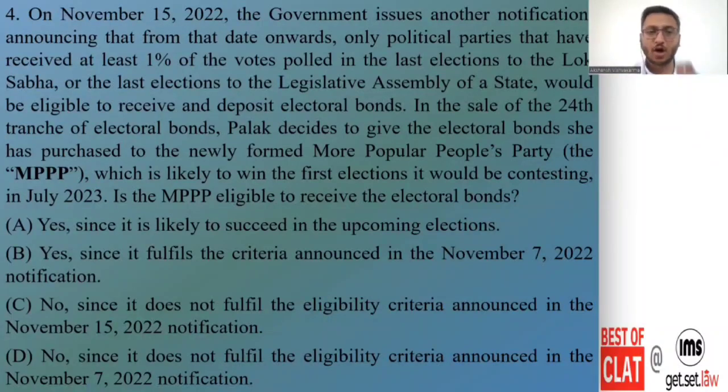Here, the correct option would be option C, which is no, since it does not fulfill the eligibility criteria announced in the November 15, 2022 notification, which clearly says that any political party who wants to accept electoral bond has to secure a minimum of 1% votes in their last election, either for state or central. So now we will move on to our last question.